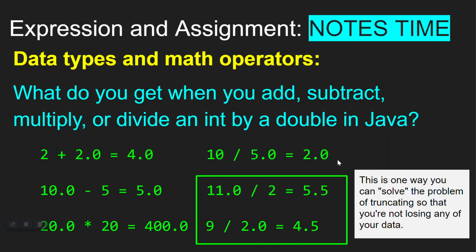If you know you've got a program that's going to be doing division, and if you know that there's a potential that the answer could be a decimal, then one of the ways that you can do this is just to make sure that one of the numbers, whether it's the numerator or the denominator, is a double. As long as one of them is a double, you will get a double for an answer, and you won't lose or truncate any of that data.